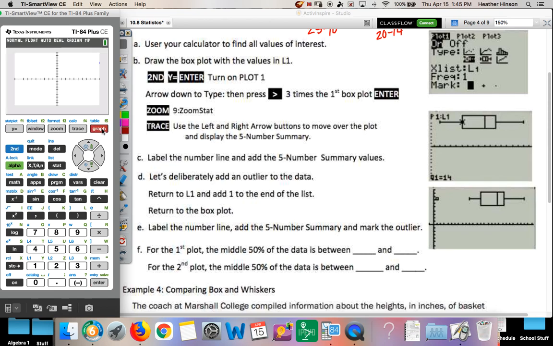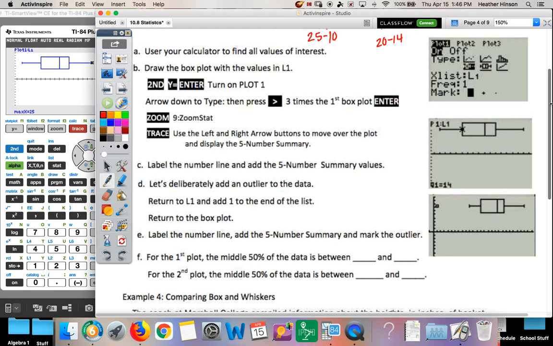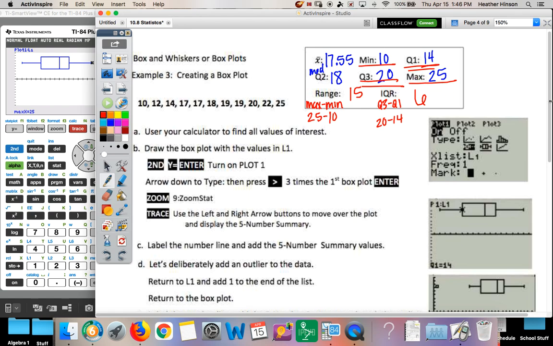And then to see it, if you hit graph, it's not going to do anything. To see it, you have to hit zoom. And we want to zoom our statistics. So zoom stat, number 9. And that'll give us our box plot. So if you hit trace, it'll show you all the boxes. We can see our median is 18. Our Q1 is 14, min is 10, Q3 is 20, our max is 25, which matches everything we got up here.